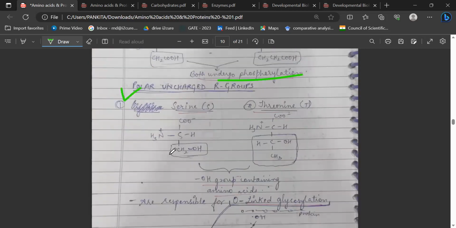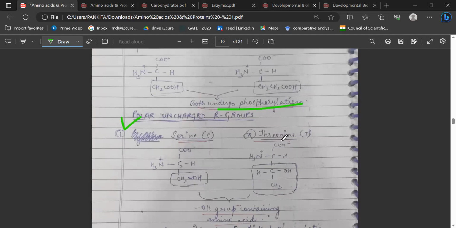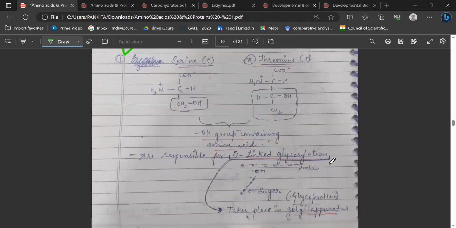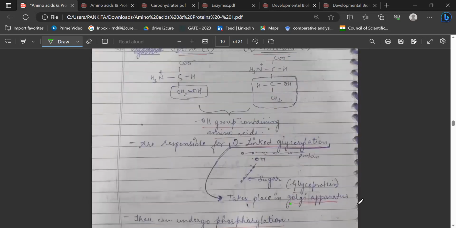The polar uncharged side chain amino acids are serine and threonine. They are the OH-containing amino acids. Basically, they have a hydroxyl group in them. They are responsible for the O-linked glycosylation that happens in the Golgi apparatus.